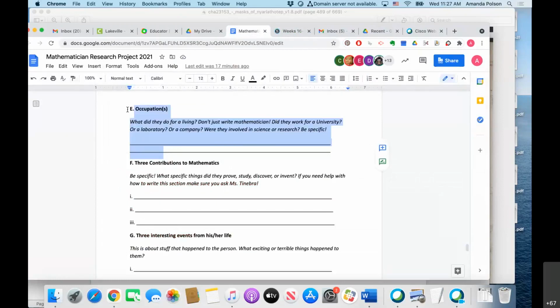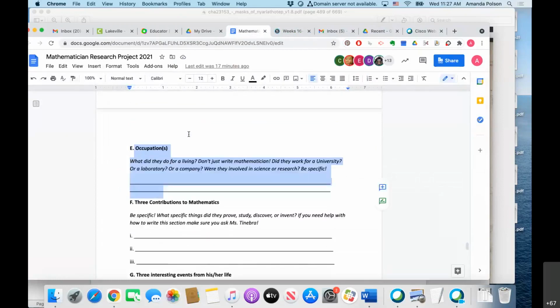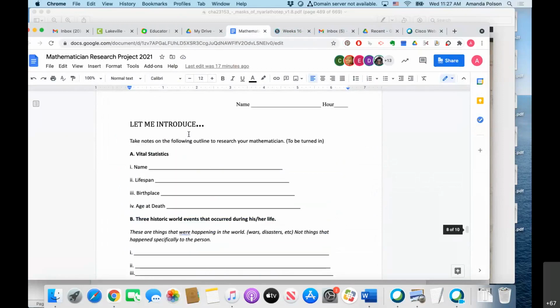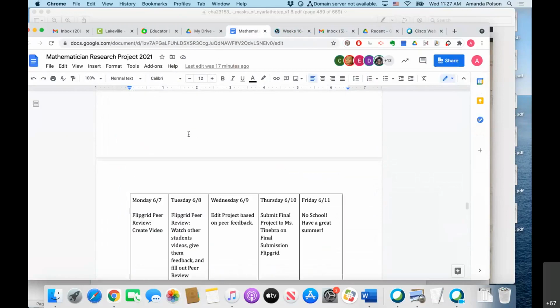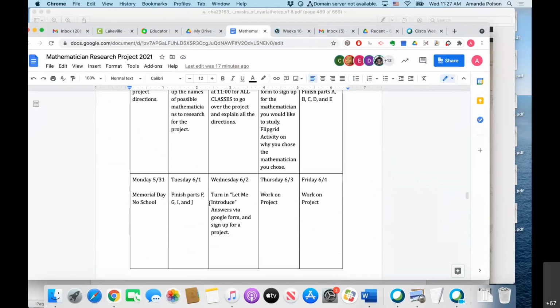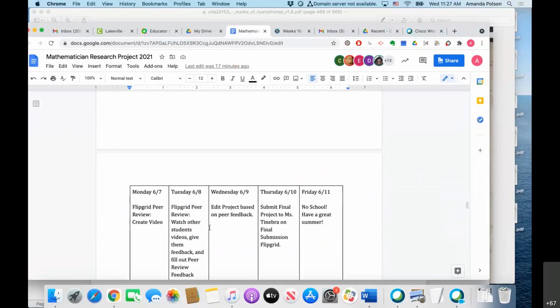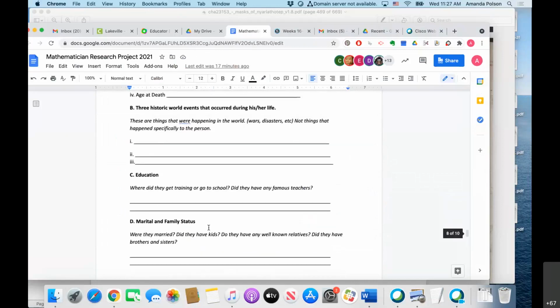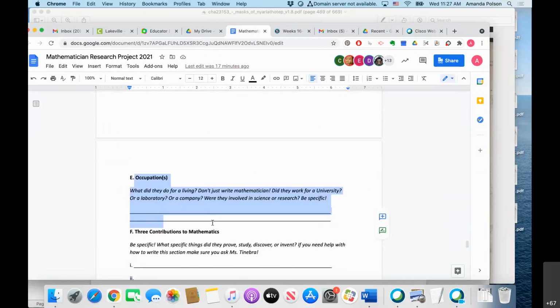So occupation. So then next week, you're supposed to finish your form and start working on your project, okay? So let's look at what that looks like. So finishing our form, we're going to get to that, okay? Good question in the chat.